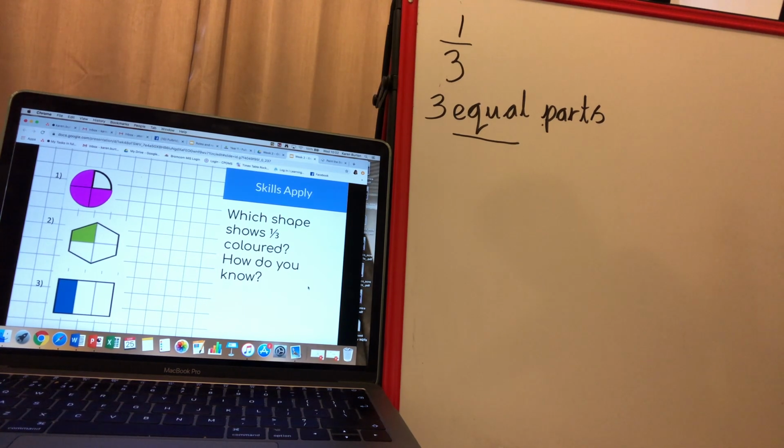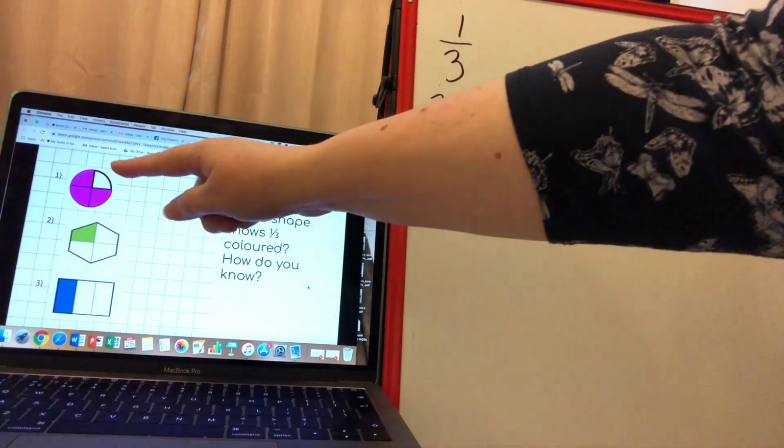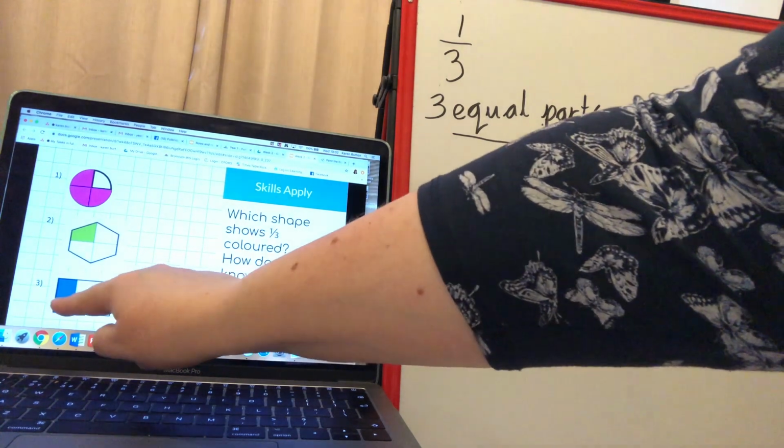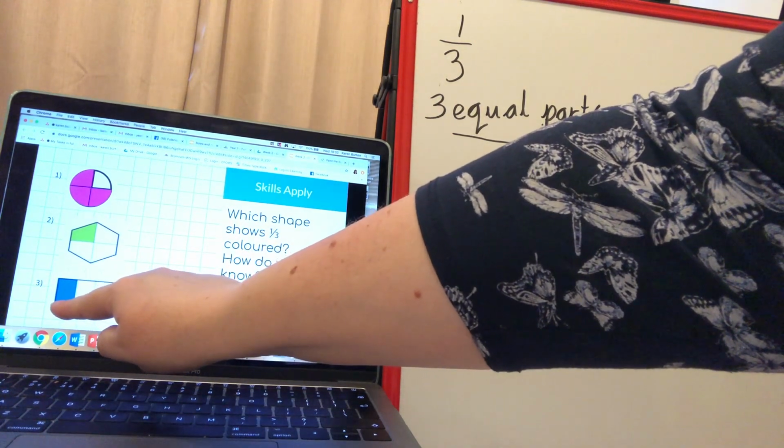Okay, so looking for a shape that's 1/3 coloured, I need 3 equal parts to start with. That's got 4 parts, that's got 4 parts. This has got 3 equal parts with 1 coloured, so the answer was number 3.